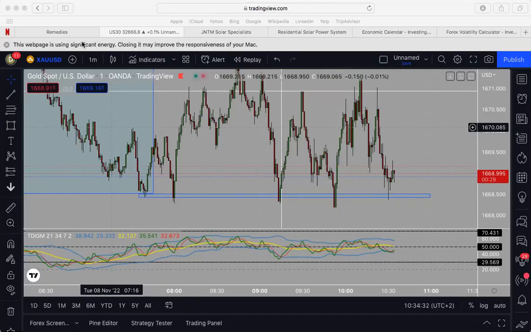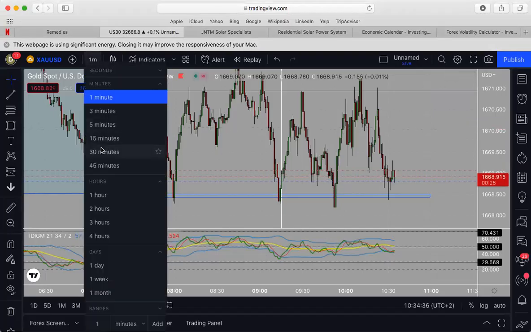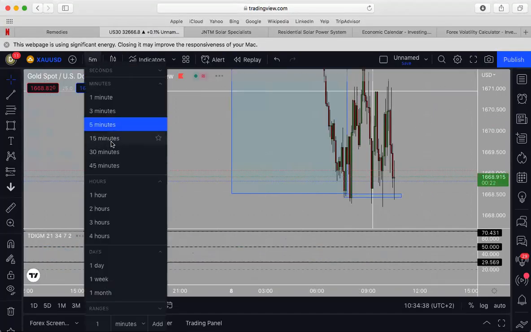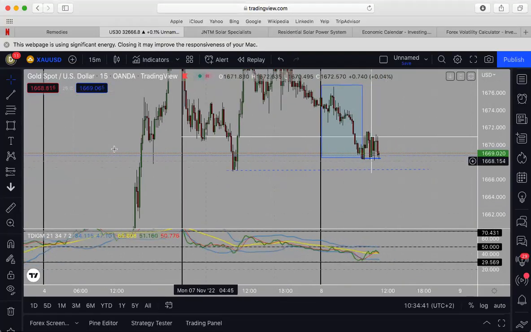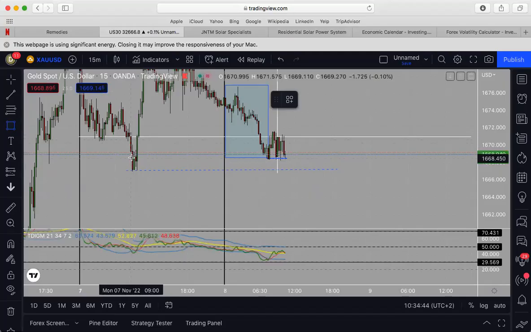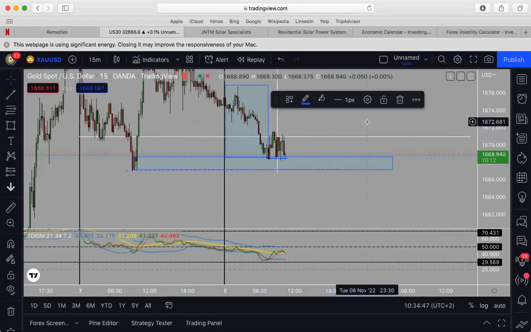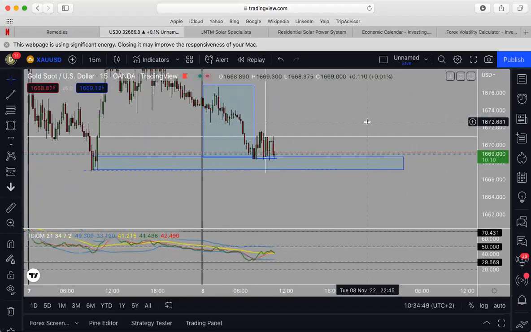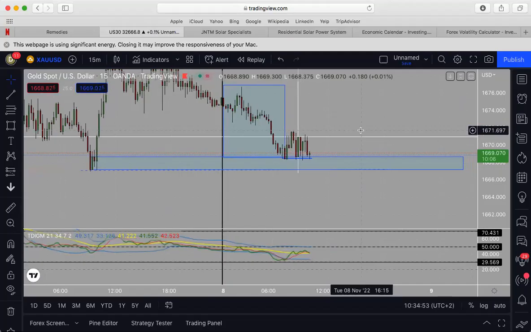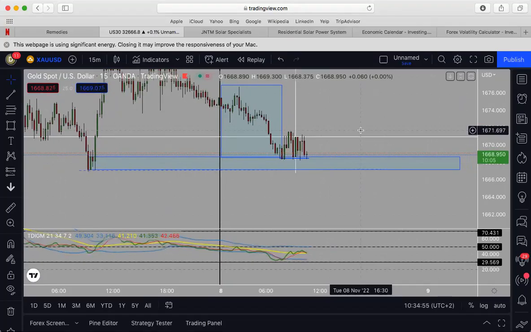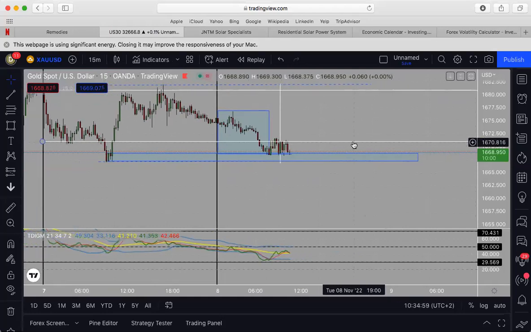Did price go to a previous trap volume area to clear out that volume? Yes, they did. This is a previous trap volume area right there. So we are lining up. We are getting some confirmation, guys, that we might be having an early move on gold.